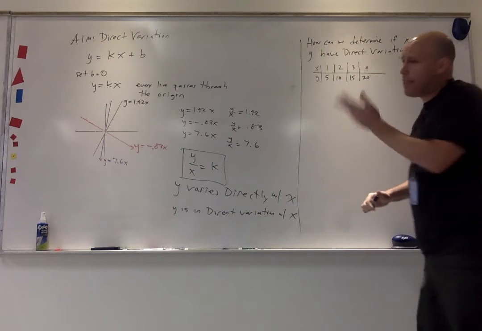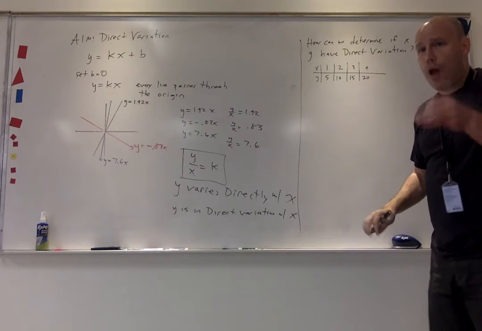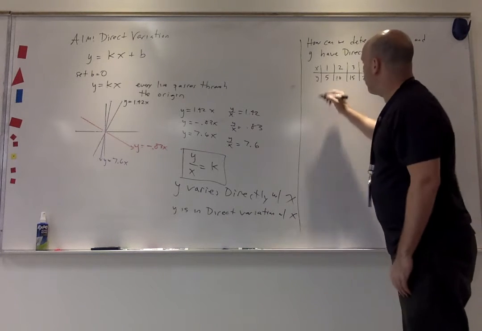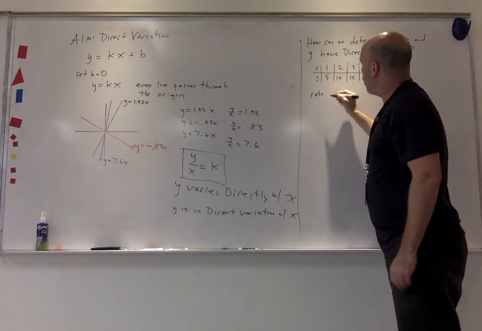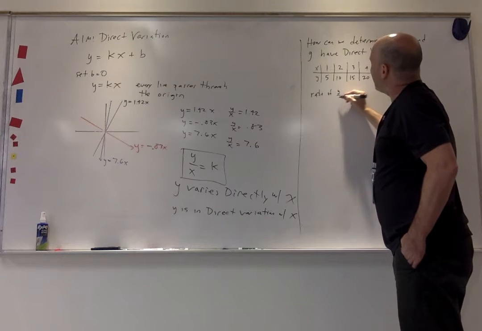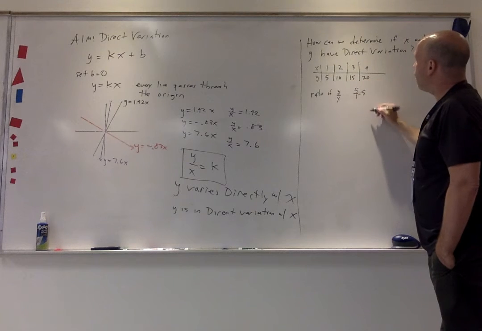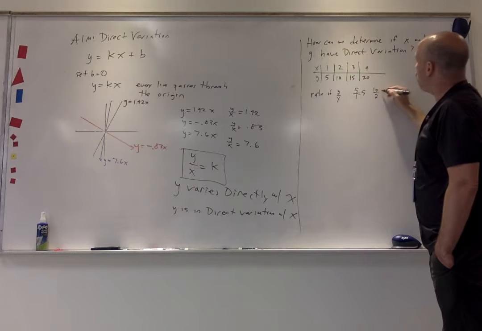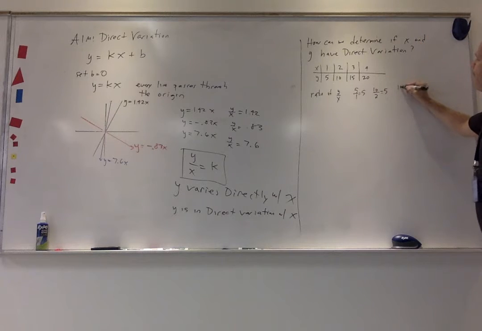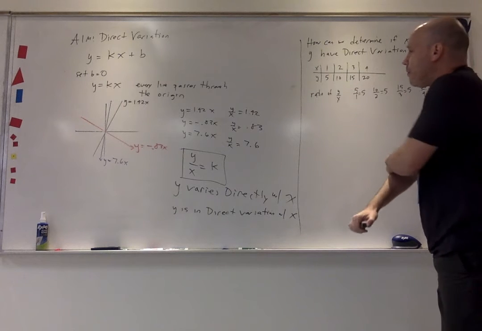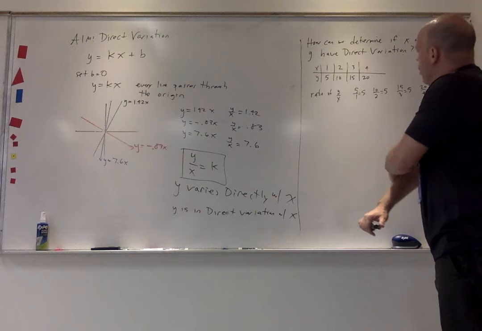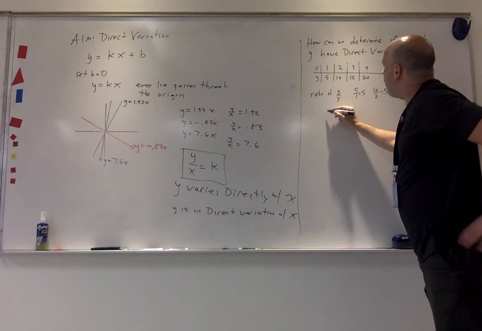So the question is, is there direct variation? You say, okay, what's the ratio of y to x? 5 over 1 is 5. 10 over 2 is 5. 15 over 3 is also 5. And last but not least, 20 over 4 is 5. So you see it, and you would say yes.